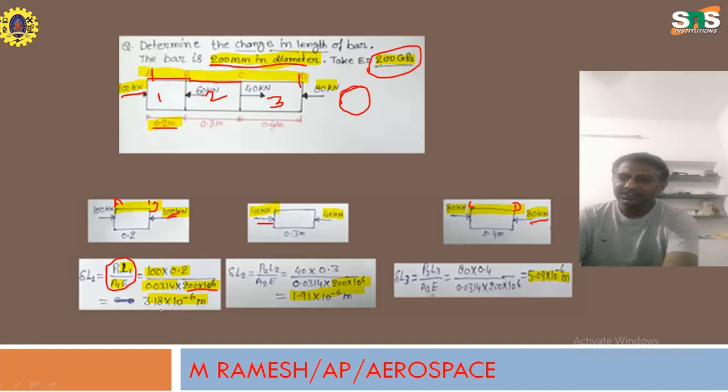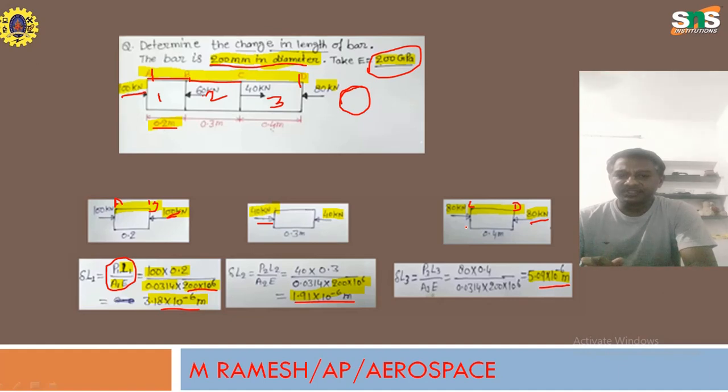I am getting a value of 3.18 into 10 power minus 6 meter, 1.91 into 10 power minus 6 meter and 5.09 into 10 power minus 6 meter correspondingly for AB, BC and CD. As well as we find in AB, BC and CD the nature of load. The nature of load is very important. If the tensile load is applied, the length will increase. If the compressive load is applied, the length will be reduced. So you have to take positive and negative for tensile as well as compressive loads.